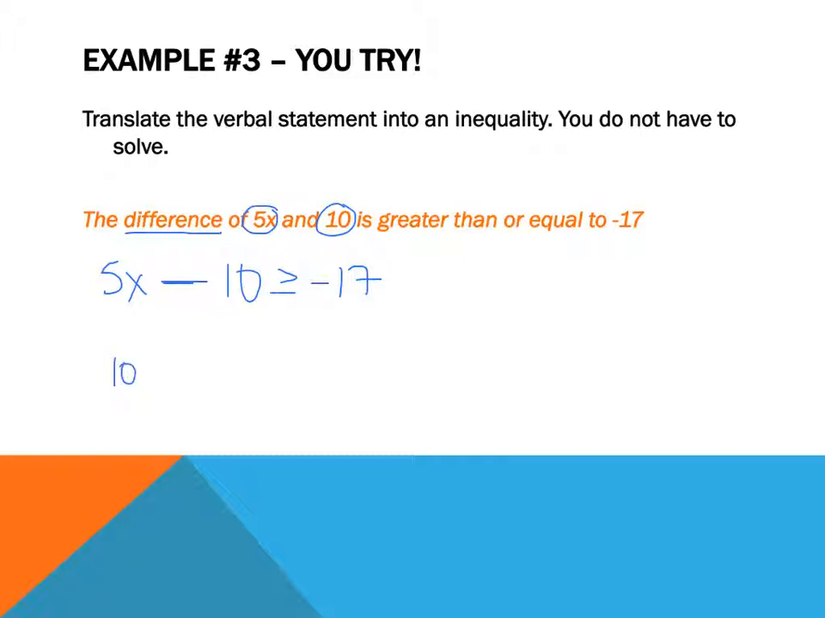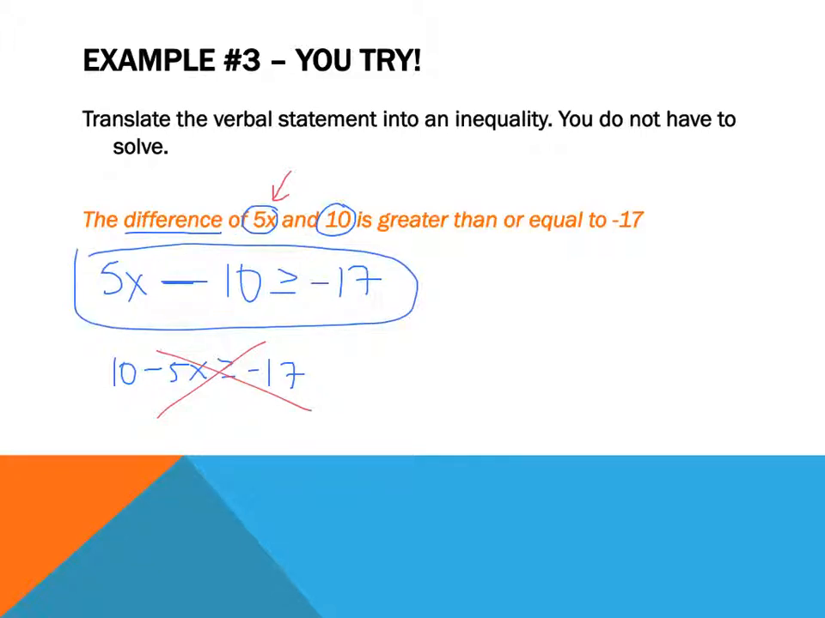This is what your inequality should have looked like. If you had 10 minus 5x is greater than or equal to negative 17, that is not correct. Remember with subtraction, order matters. There's a difference between doing 10 minus 5 and 5 minus 10. Those are two different things. Because 5x is mentioned first, that's the number that comes first when I'm subtracting. So that's what you should have gotten. If you got that, great job. If you didn't, hopefully you see what mistake you made.